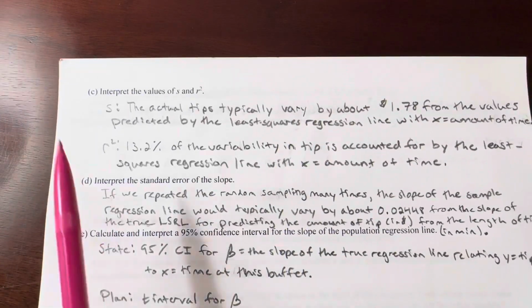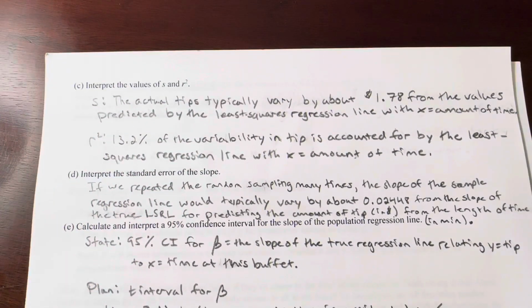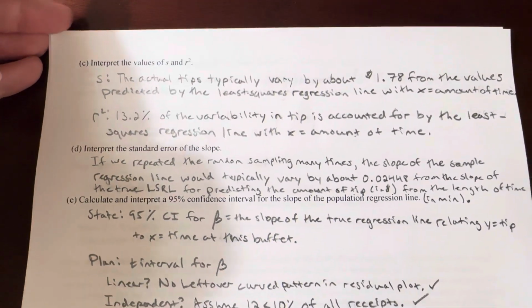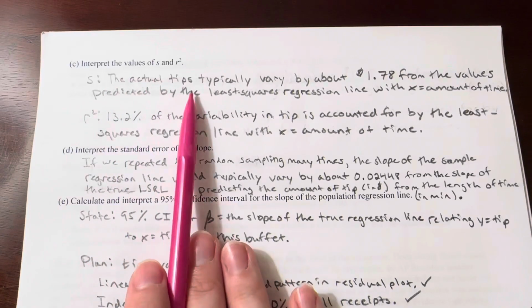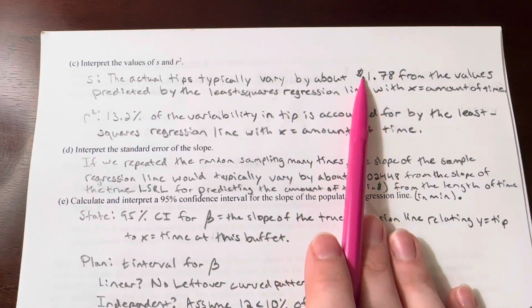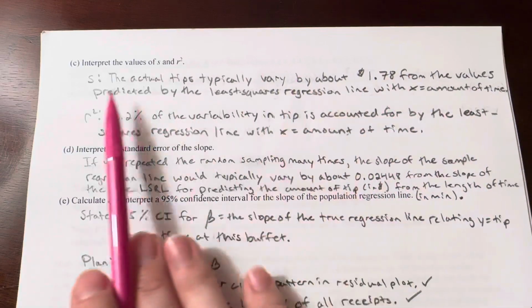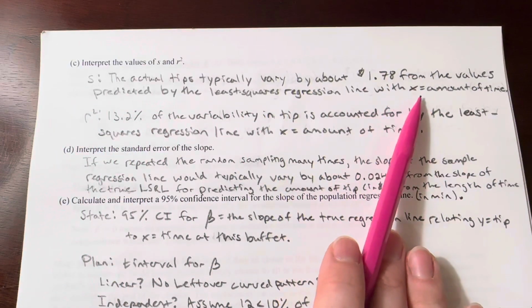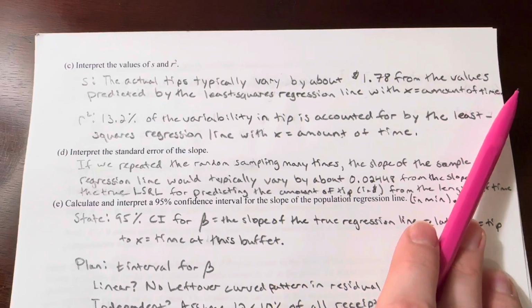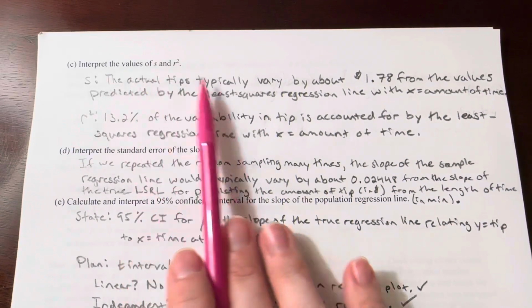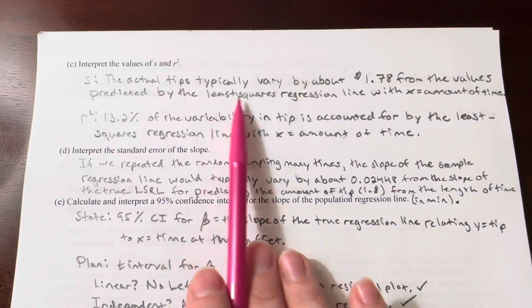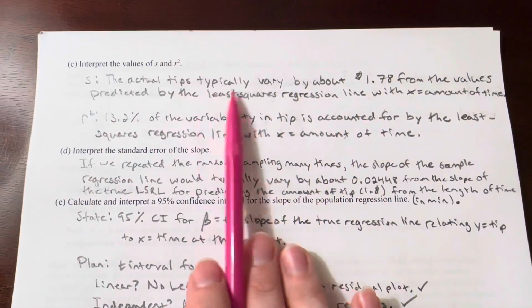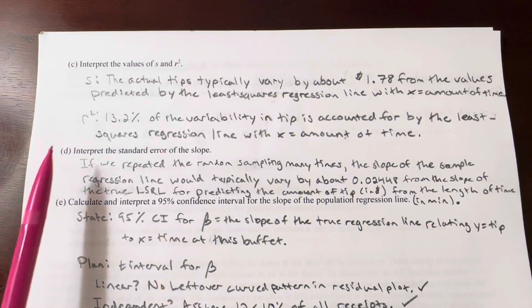Let's take a look at our next part. All right, so for letter C, interpret the values of S and R squared. All right, so S is the standard deviation of our residuals. And what it tells us is that the actual tips typically vary by about $1.78 from the values predicted by the least squares regression line with x equal to the amount of time. All right, so the actual tips vary by about this much from the values predicted by the least squares regression line. That's the typical prediction error.